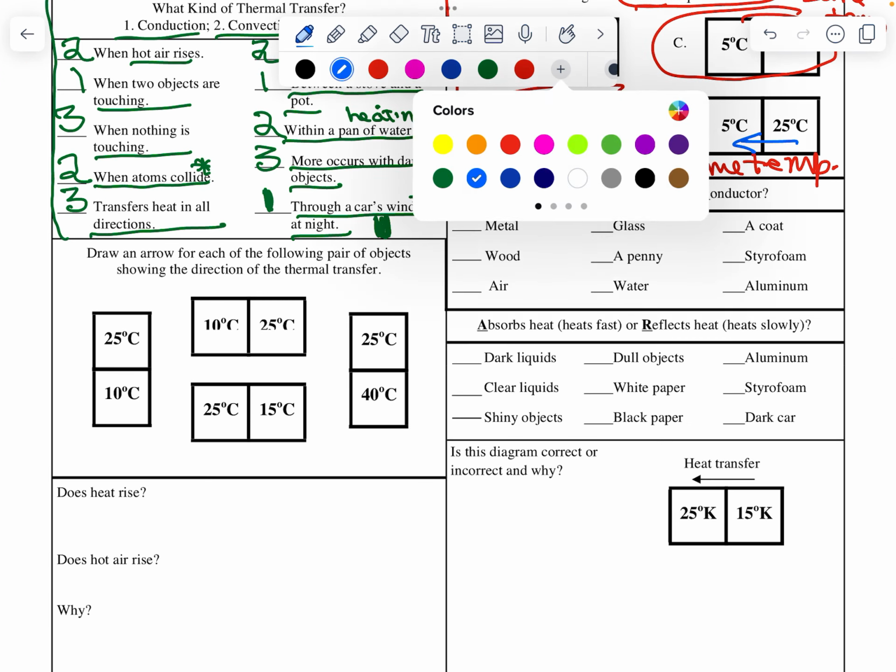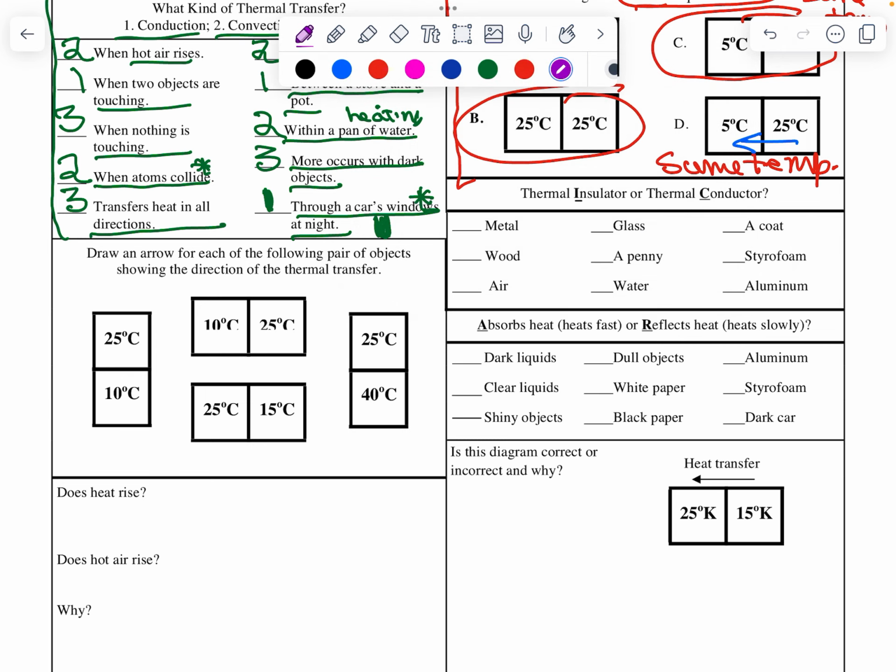Next, let's draw an arrow for the heat transfer here. And remember, we transfer from higher temp to the lower temp, from higher to lower. So here our transfer will be this direction. For this one, our transfer is this direction, higher to lower, and higher to lower. So I've got one pointing in every direction.